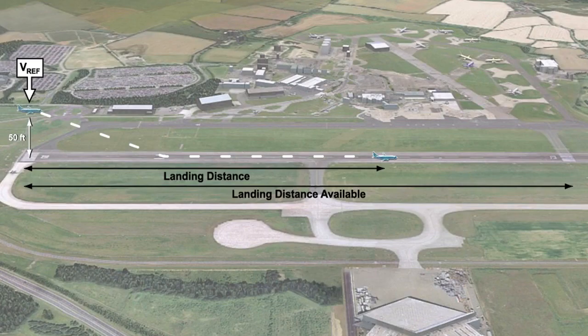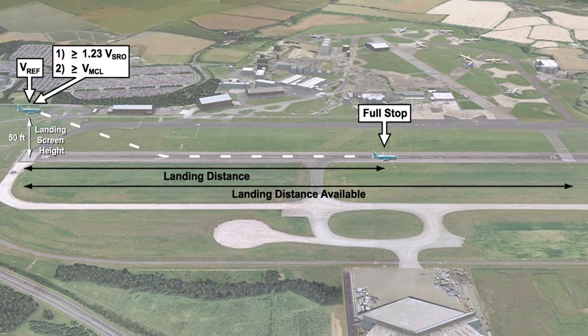The first requirement is that the landing distance must not exceed the landing distance available. In other words, the aeroplane must be able to land within the length of the runway. This requirement can be called the landing distance requirement. Remember that the landing starts at the 50-foot landing screen and ends once the aeroplane has reached a full stop.